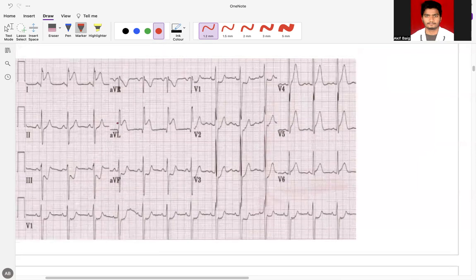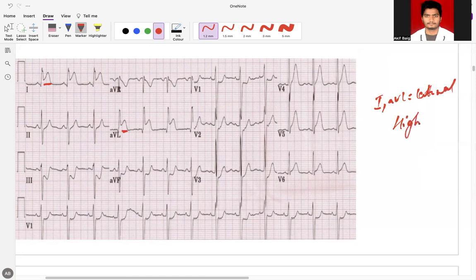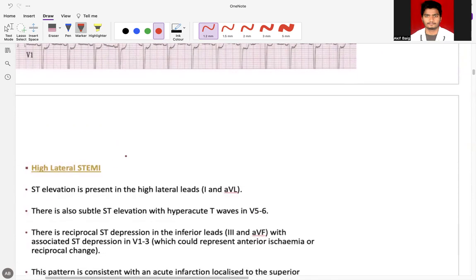Here in another similar ECG, you can see there is ST segment elevation in lead 1 and lead AVL. Leads 1 and AVL come under high lateral wall MI, and V5 and V6 come under low lateral wall MI. So here in the lateral wall, there is hardly any elevation. You can see maximum elevations in lead 1 and lead AVL with reciprocal changes. This is a horizontal point. There are ST segment depressions as reciprocal changes in leads 3 and AVF. These changes confirm that this is a high lateral wall MI.